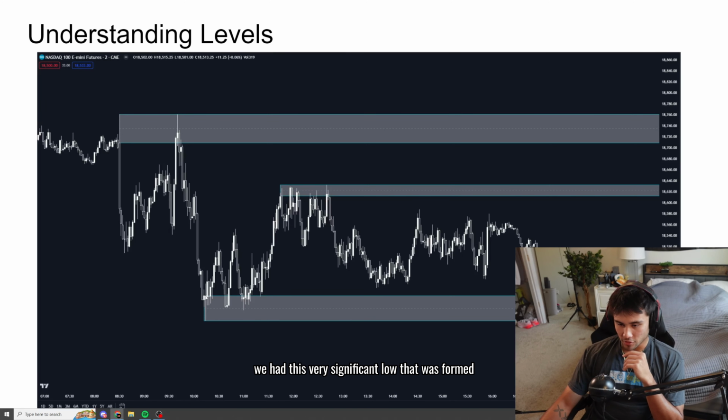Right here, we had this very significant low that was formed. You know, we had a nice move up out of it, boom, price tested again, respects it, boom, out of it, boom, price comes back into it. What do you know? Respects it again. Even right here, we tap back into it, respects it again, boom. What does price do? Rejects out of here 1, 2, 3, 4, 5, 6 times. These are all levels, and that's all they are.